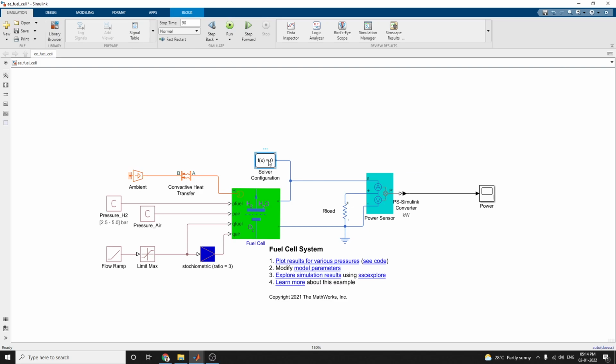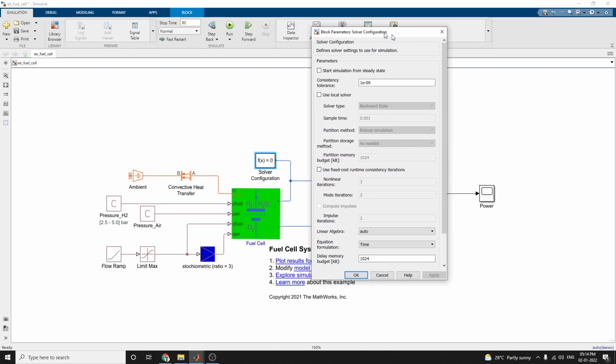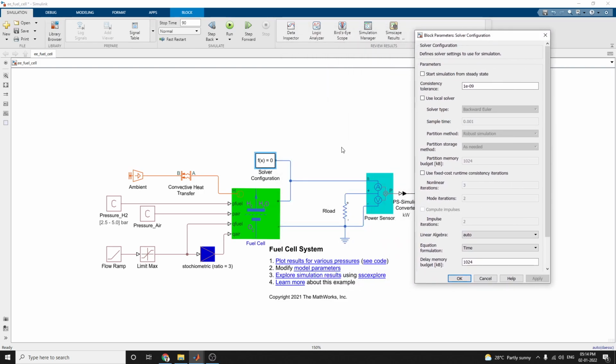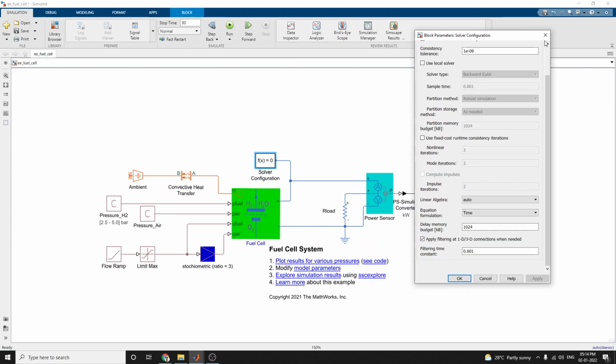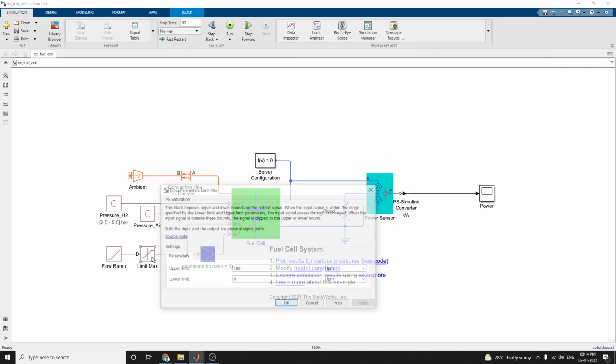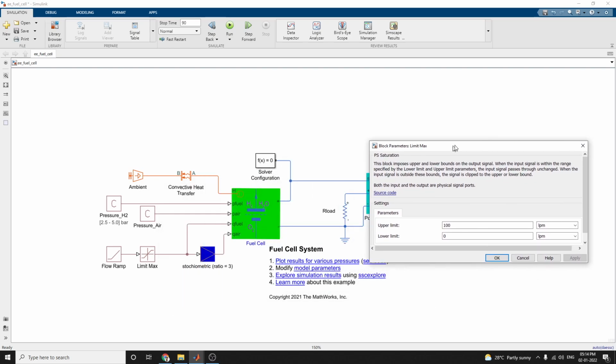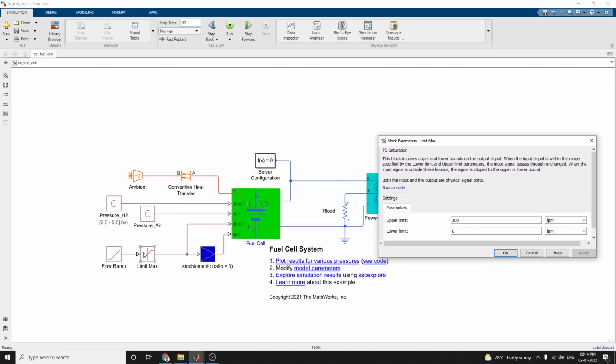This is the solver configuration. This solver block defines the solver settings to use for simulation. This is the limit max block, which is also a PS Saturation block. This block imposes upper and lower bounds on the output signal when the input signal is within the range specified by the lower limit and upper limit parameters.